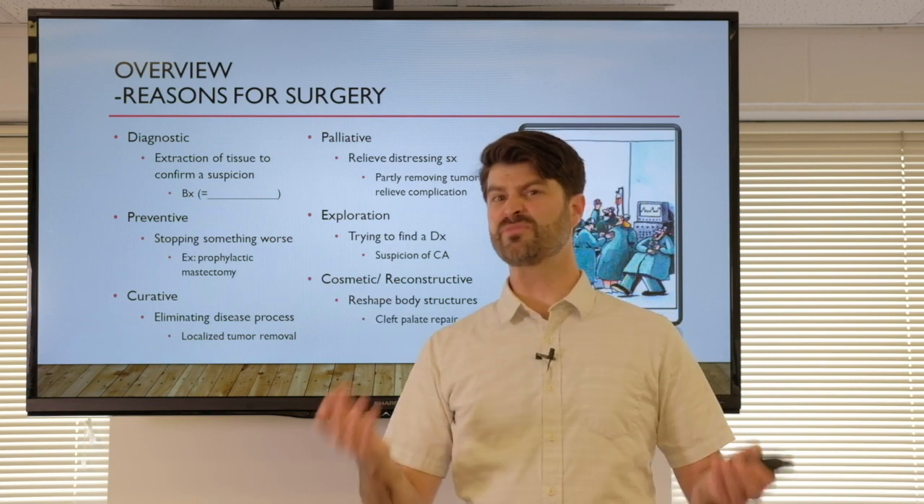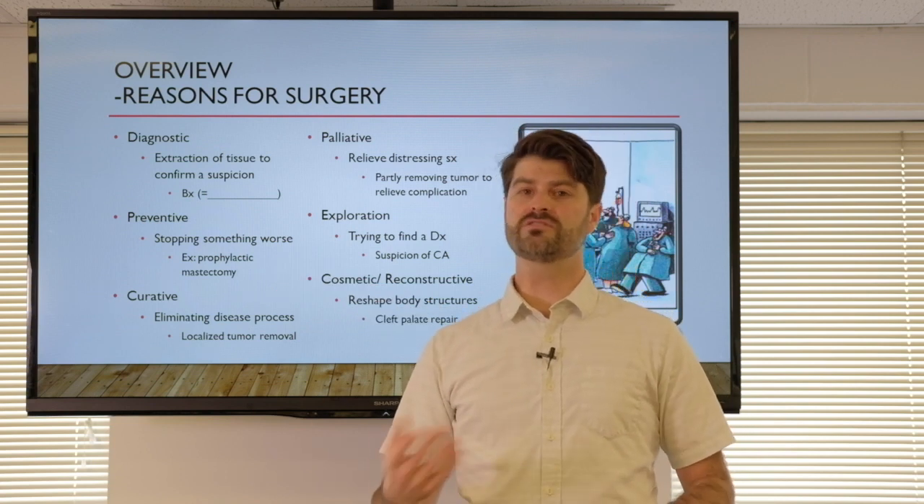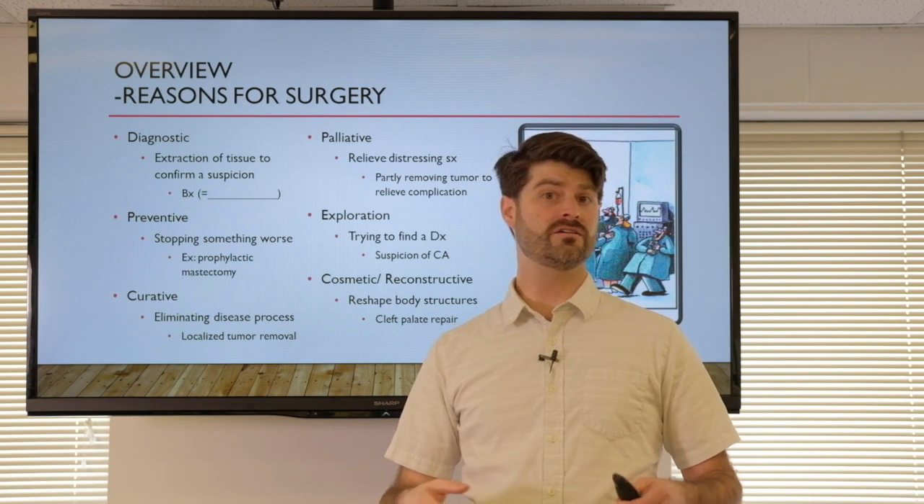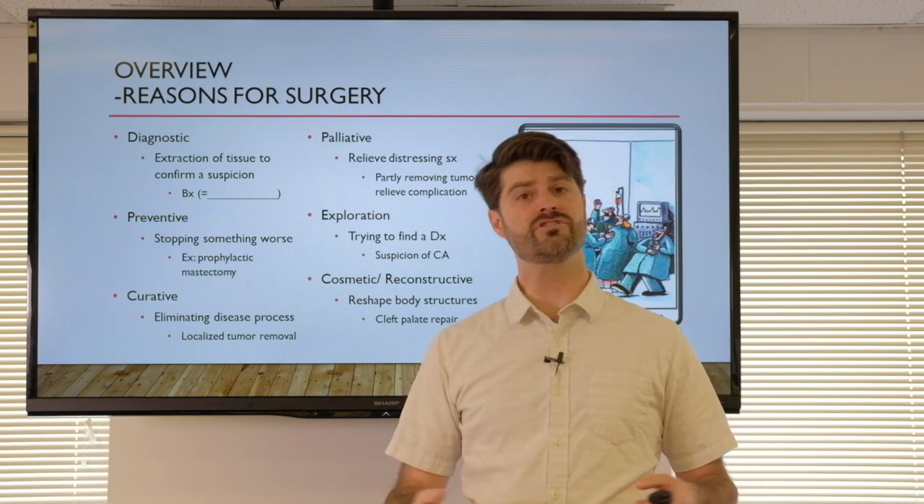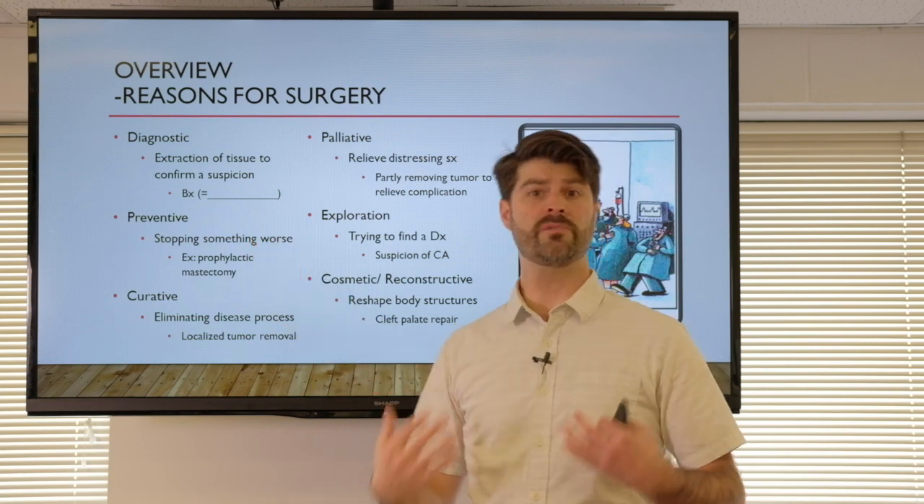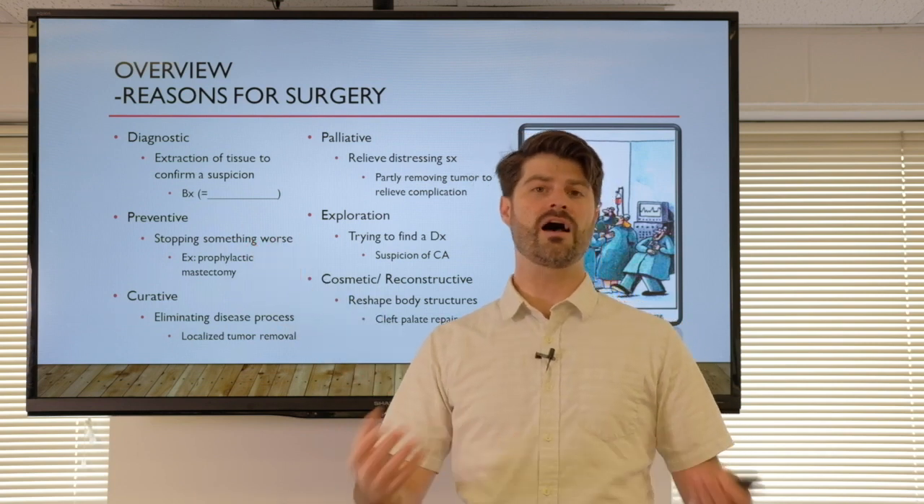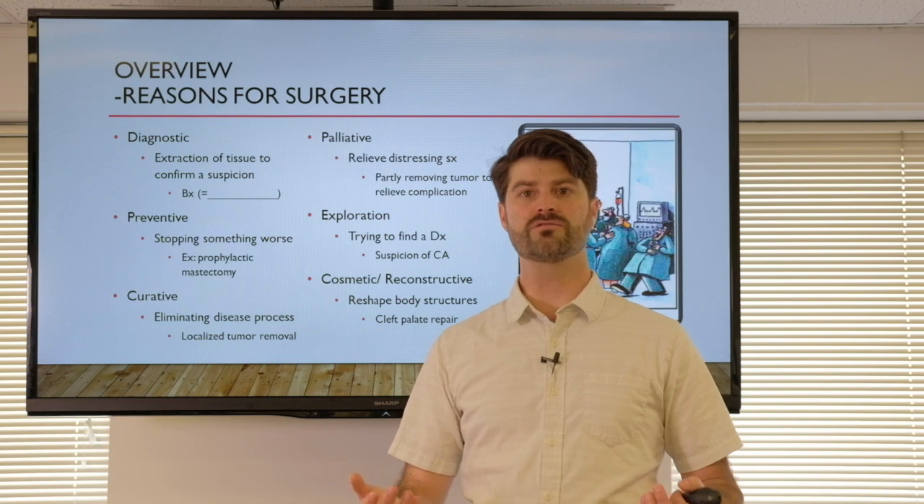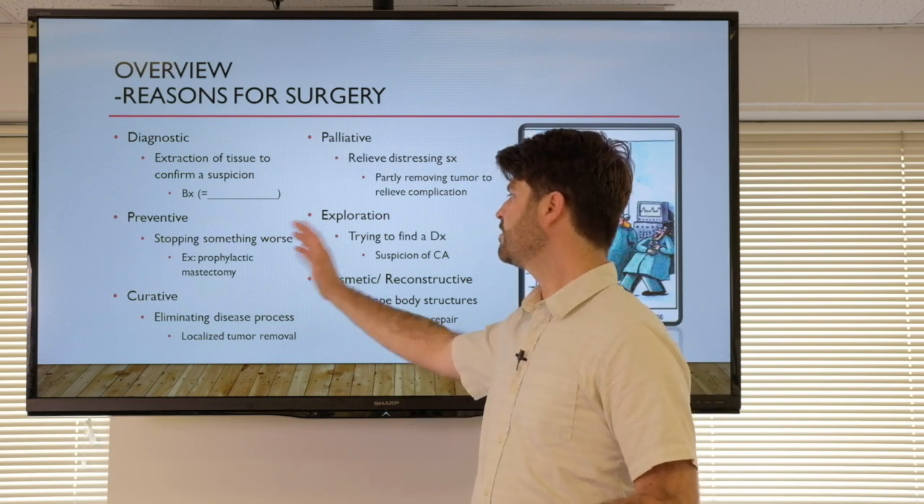Next category is preventative surgery. This is to stop something from getting worse. An example of this is very common in women who have the genetic predisposition for breast cancer. They could have a preventative double mastectomy if there's a very high likelihood that they could develop breast cancer sometime in their life.